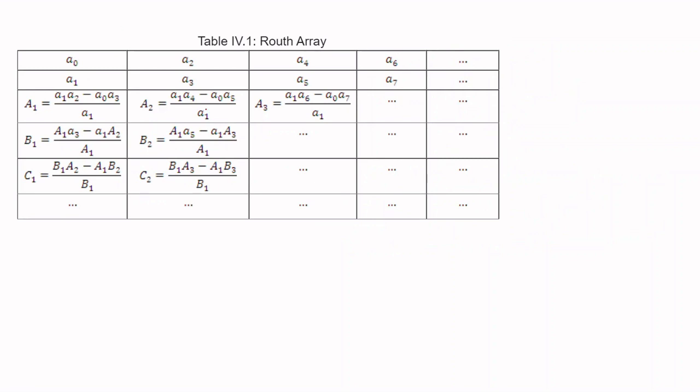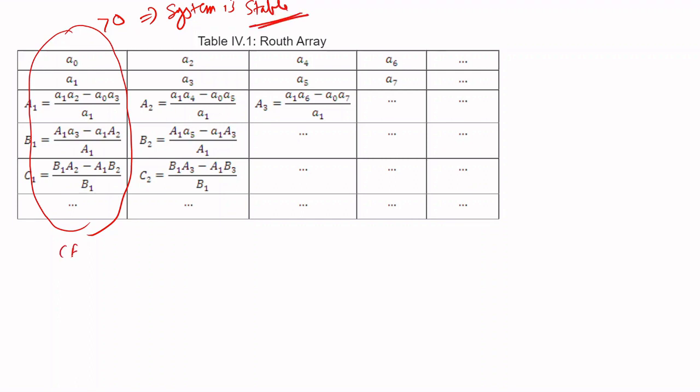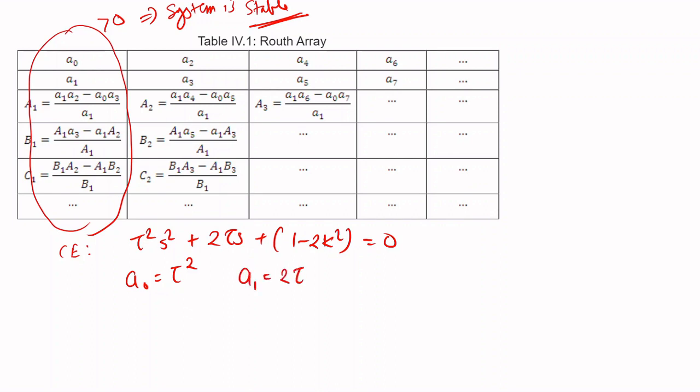So now we will be using this Routh array to comment on the stability. From Routh array we know that if the values of the first column are greater than 0, that implies the system is stable. So the characteristic equation that we have is tau square s square plus 2 tau s plus 1 minus 2k square is equal to 0. So we can compare this with the standard polynomial in terms of a, and we will be getting the value of a naught as tau square, then a1 is equal to 2 tau, and then a2 is equal to 1 minus 2k square. Similarly, this a3 will be 0, and all these values we need to find out.